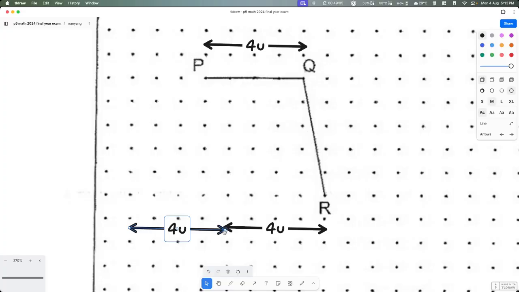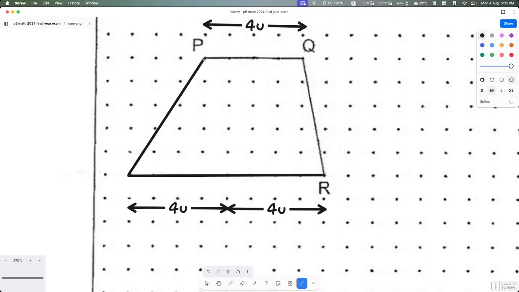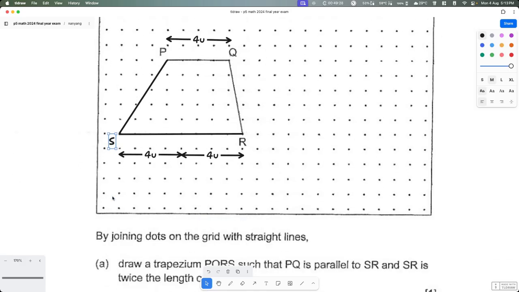Okay, so we have altogether 8 gaps in this case. So in this, we'll draw a parallel line to this. That's what we see over here. And then we can just draw like this. Okay, and then we'll have to name, don't forget, PRS. We put S over here, a nice little S. Okay, so that is one.